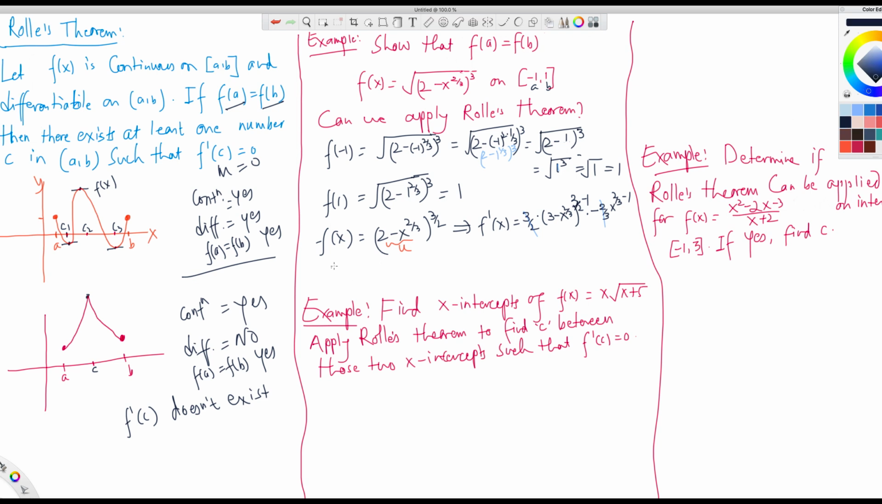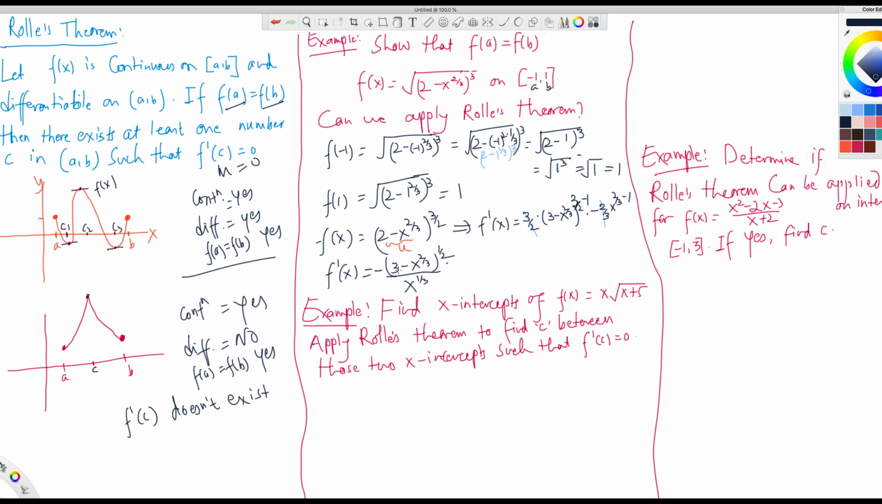So you can write f prime of x is equal to, I would write, negative, 2 minus x to the 2/3, to the 1/2, because 3/2 minus 1 is 1/2, times x to the 2/3 minus 1, which is -1/3. So you can put that on the bottom, x to the positive 1/3.